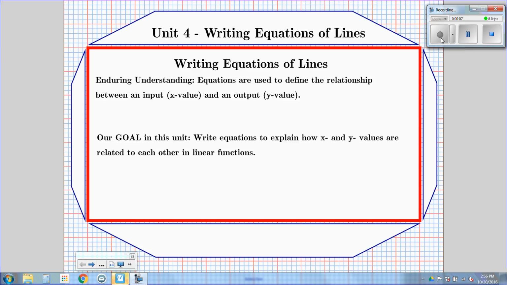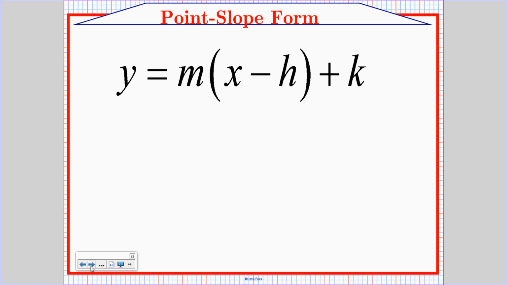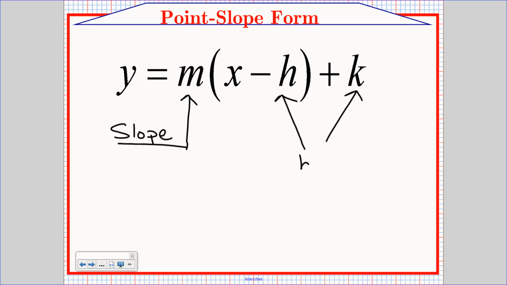Today we are going to learn how to write equations of lines in point-slope form. So it's useful to remember what point-slope form tells us. It tells us the slope and also some point. So if I have an equation y equals m times the quantity x minus h plus k, that's going to tell me the point h comma k.